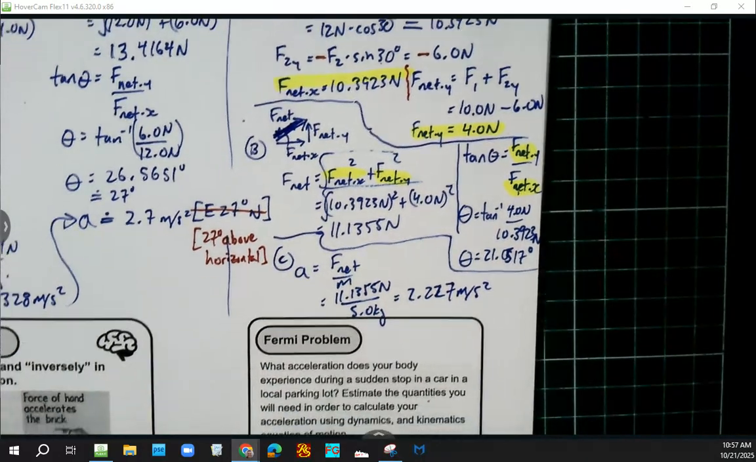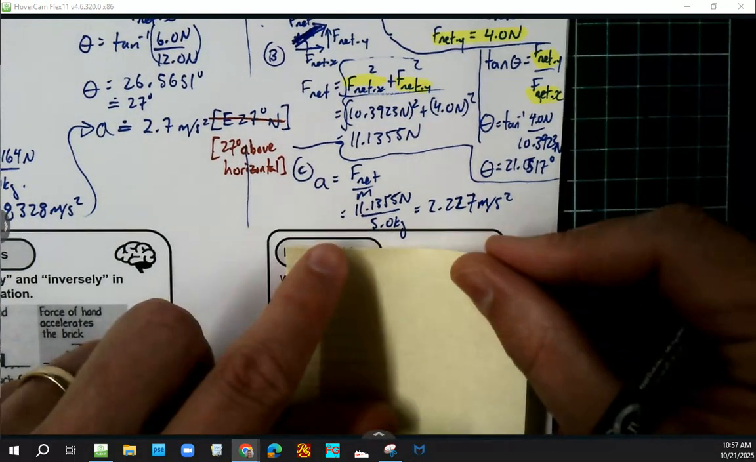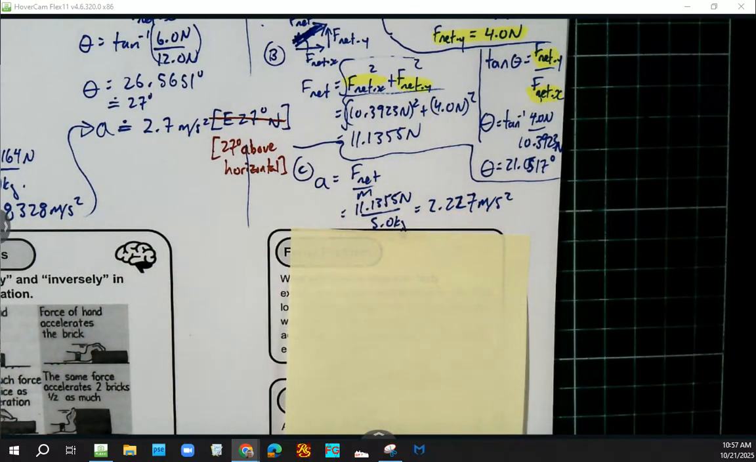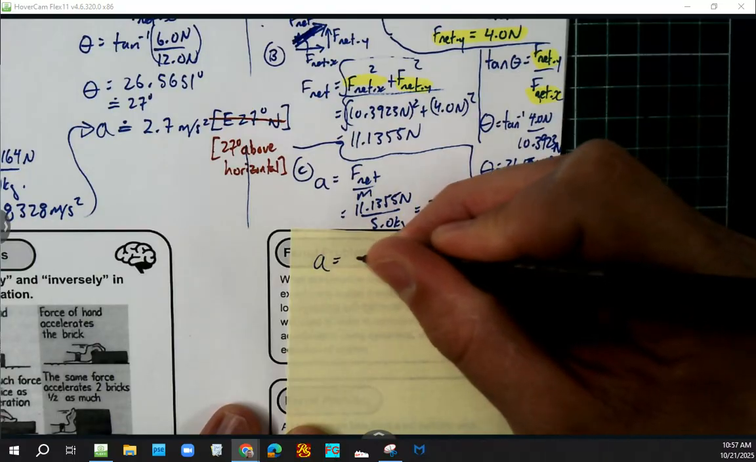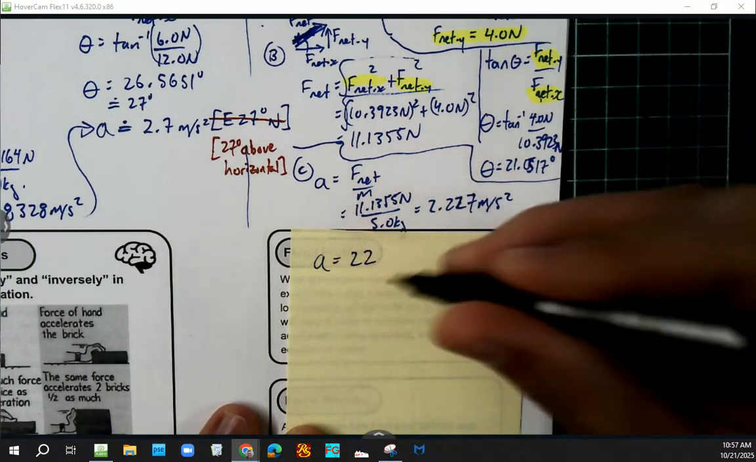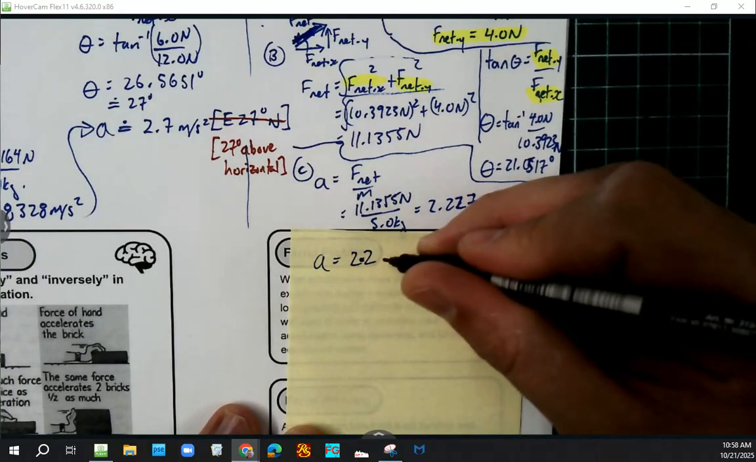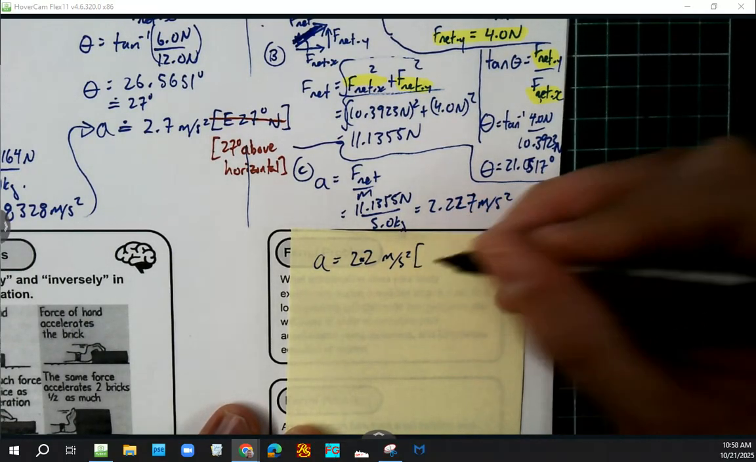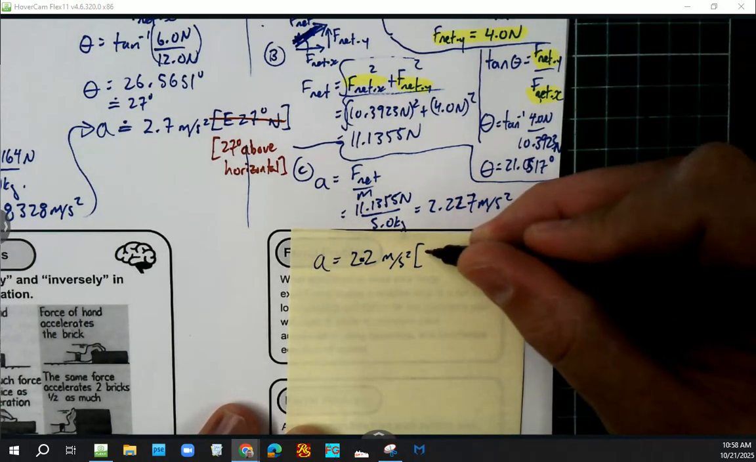I can't believe I painted myself into a corner on this one. So I'm going to cheat because I can. It's .2 meters per second squared, and it looks like it's 21 degrees above horizontal.